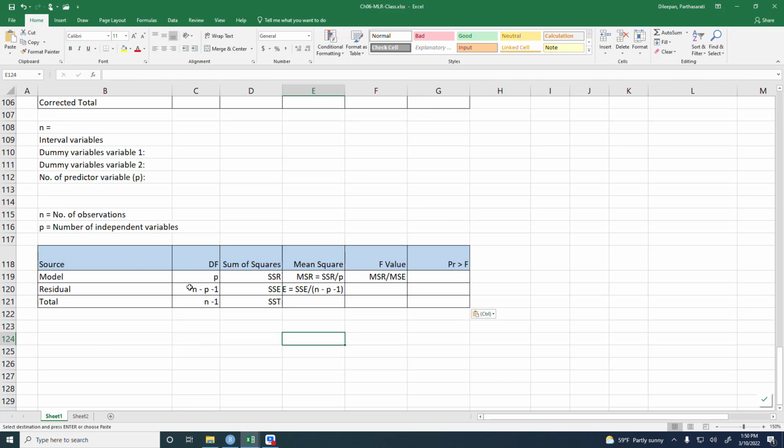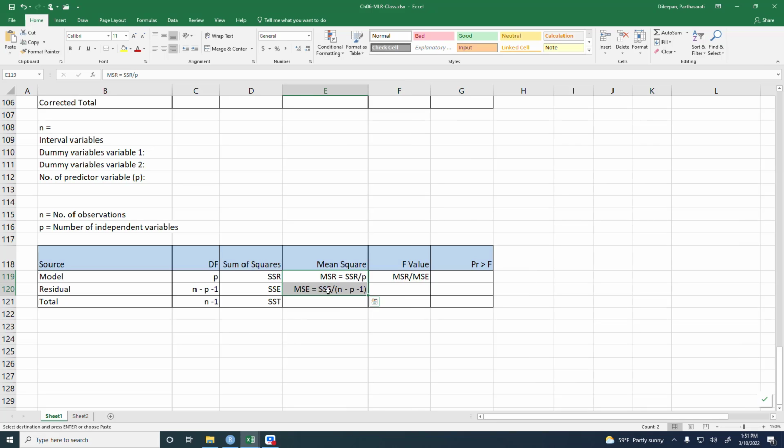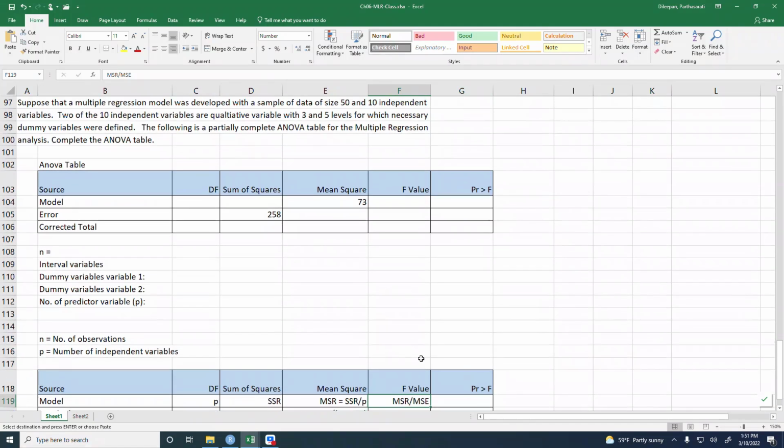So these are the formulas that go into each of these cells. So degrees of freedom, the total is n minus 1, the residual is n minus p minus 1, and the model is p. And p stands for number of independent variables in the regression model. And then you have sum of squares, then you divide the sum of squares by the degrees of freedom, you get the mean squares. Okay. And then you divide the mean square error into MSR and you get your F value. Okay? And then you get the p value from that.